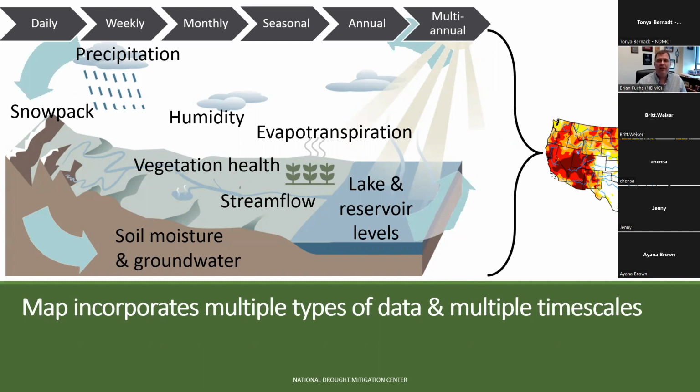And we're looking at all those different time scales because just because conditions may be wet or dry on a daily or weekly time scale, there could be monthly or seasonal issues that we need to address on the map that just aren't coming up with the shortest time scales. So again, we're trying to look at all these different types of data through various time scales.